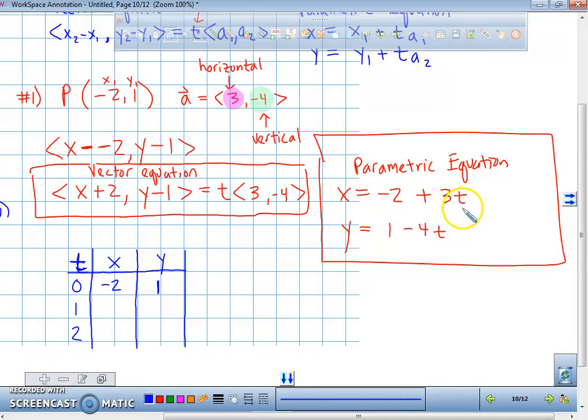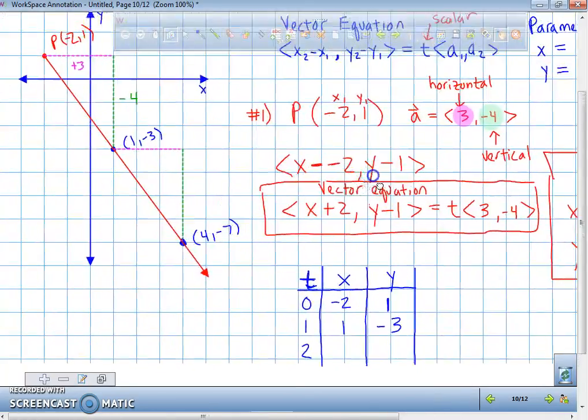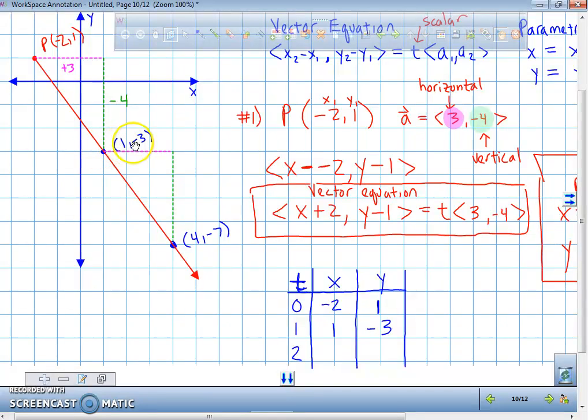If we plug in the number 1 right there, we got 3 times 1. What's 3 minus 2? 1. We plug in a 1 right here. What's 1 minus 4? Negative 3. Now, look at this point. 1, negative 3. Watch. Going over here. Look where our point is.